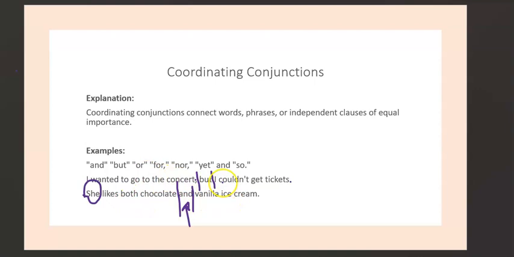So you notice that for "but," it connects sentences where one is positive, one is negative. When you look at this sentence here, it's a positive sentence, right? But this is a negative sentence. So you wanted to go to the concert, but you couldn't go because you didn't get tickets. So this is the negative sentence. So we use "but." But "and" connects two sentences of the same idea or the same capacity. So we're talking about what she likes. All this is something she likes. So she likes chocolate and she likes vanilla ice cream. They both represent what this lady likes here. So that's why we use "and."